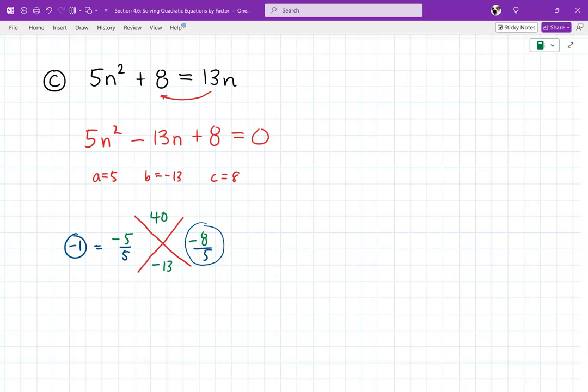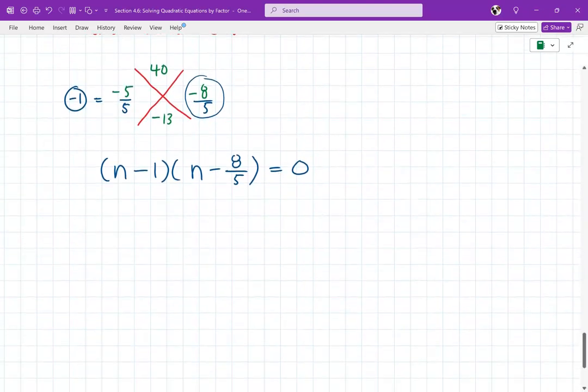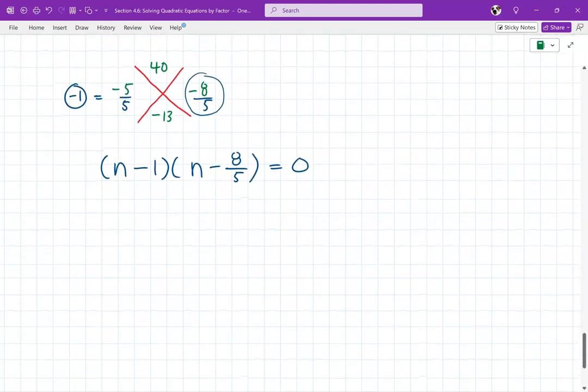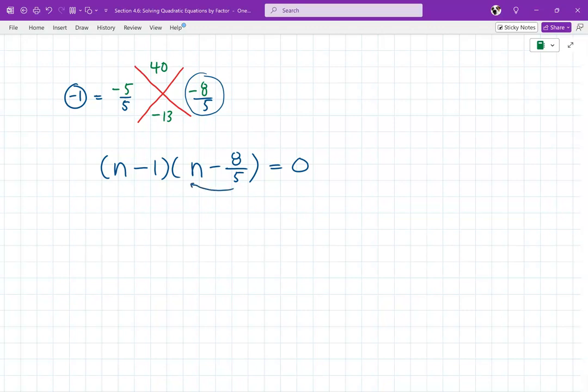So let me write it down. I have the letter n, so n minus 1, n minus 8/5 equals 0. Now, according to definition, you can't have a fraction, so I've got to get this 5 and move it over here. So it's going to be n minus 1, 5n minus 8 equals 0. And from there, solve, and you're done. So n minus 1 equals 0, and 5n minus 8 equals 0. Just solve both of them, and you're finished.